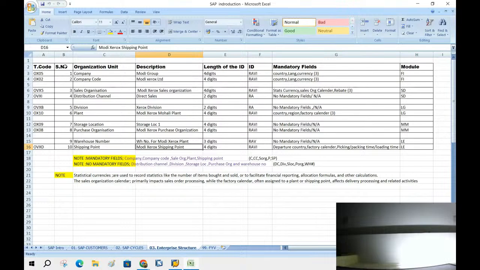I hope you are clear till this point. Now let's go to the E column where we are discussing the length of the ID. What is this ID? In SAP, all the organization events, all the activities are denoted by ID.